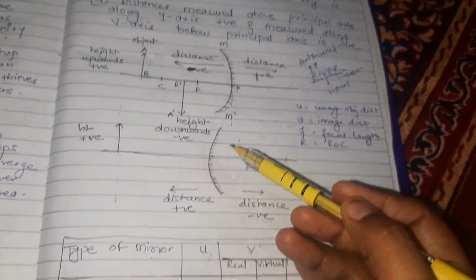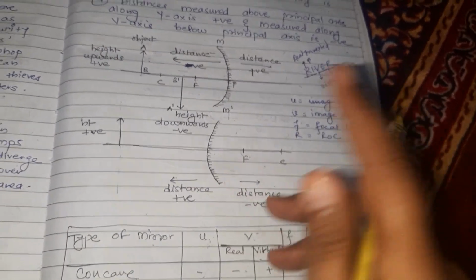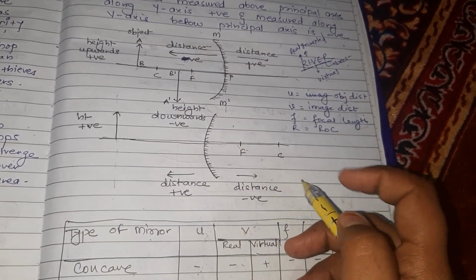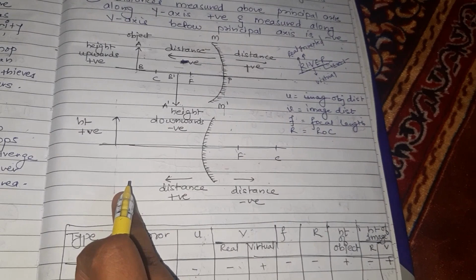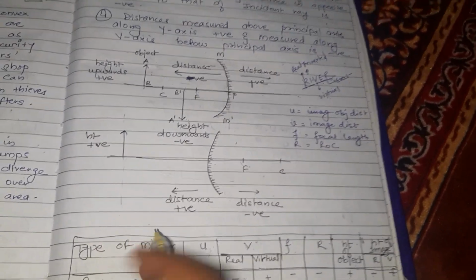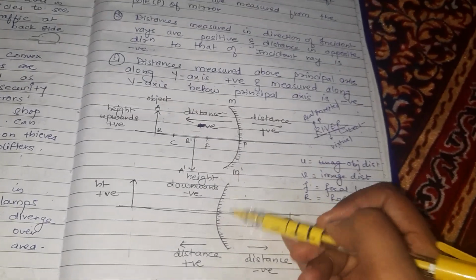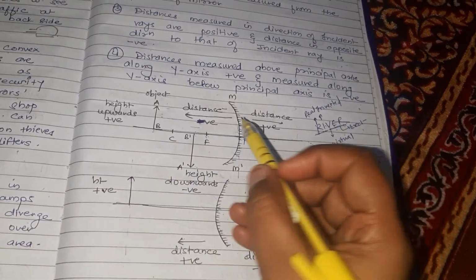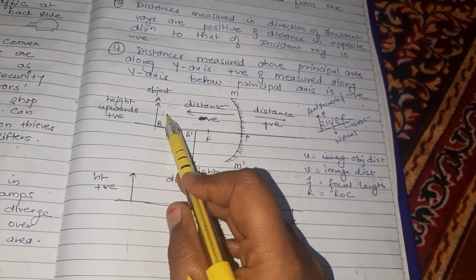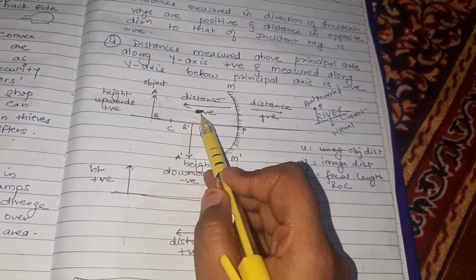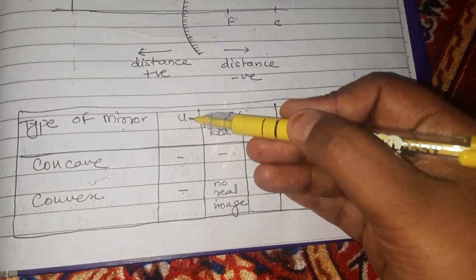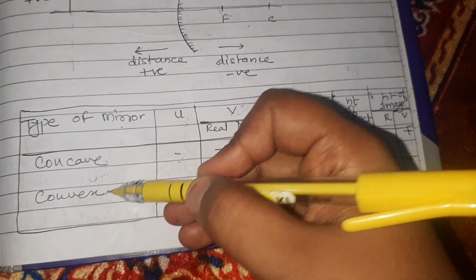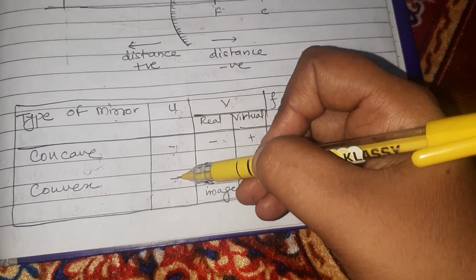Okay. Now from the sign convention we know, what is the first rule of sign convention? That the object should be placed on the left side. Right. So whether it is a concave mirror or a convex mirror, the object is always towards the left side. Second thing, any distance calculated towards the left side is always taken as negative. So for concave mirror and convex mirror, U is always negative.